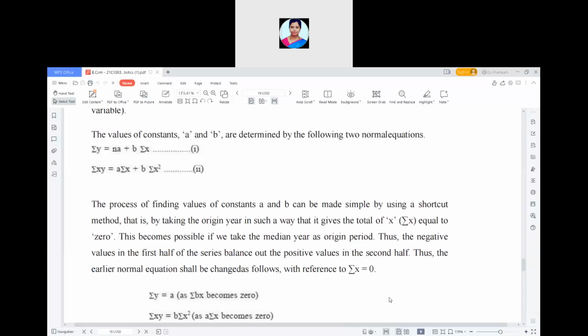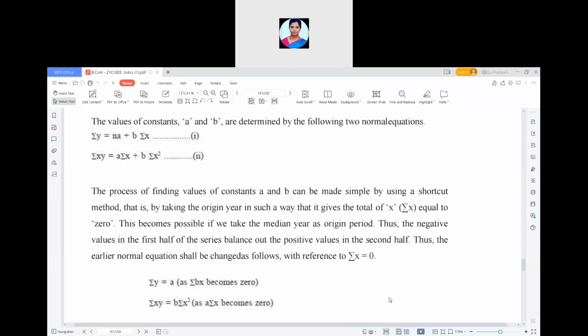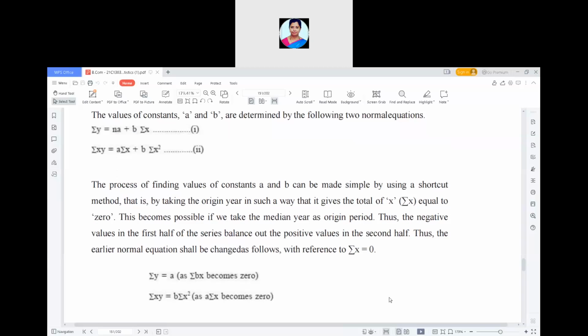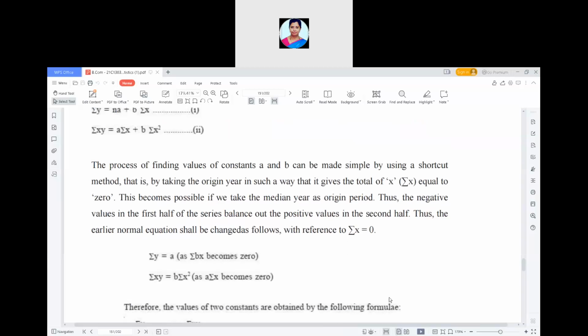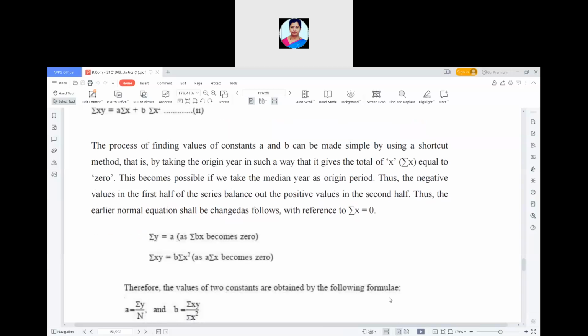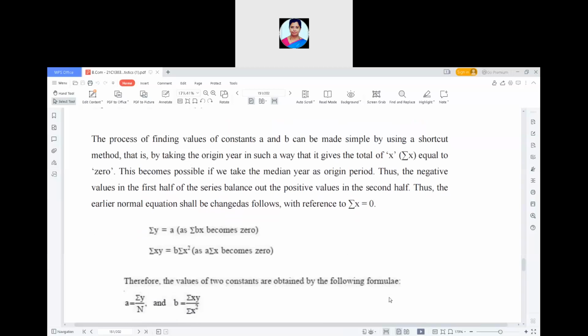Thus, the negative values of the first half of the series balance out the positive values of the second half. So the normal equations, with summation x equal to 0, become: summation y is equal to n a, as summation bx becomes 0, and summation xy is equal to b into summation x square, as summation x becomes 0.